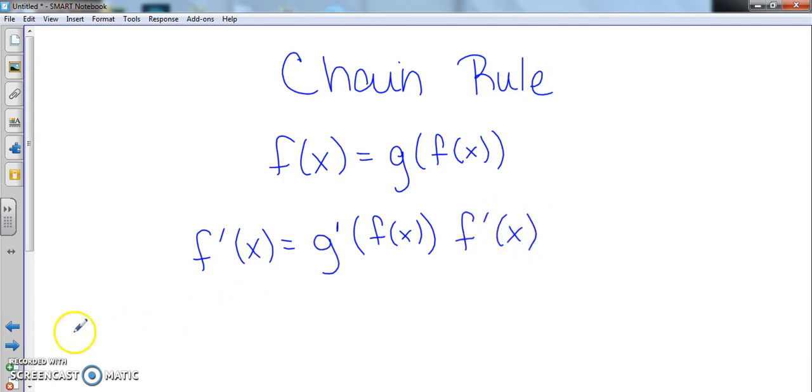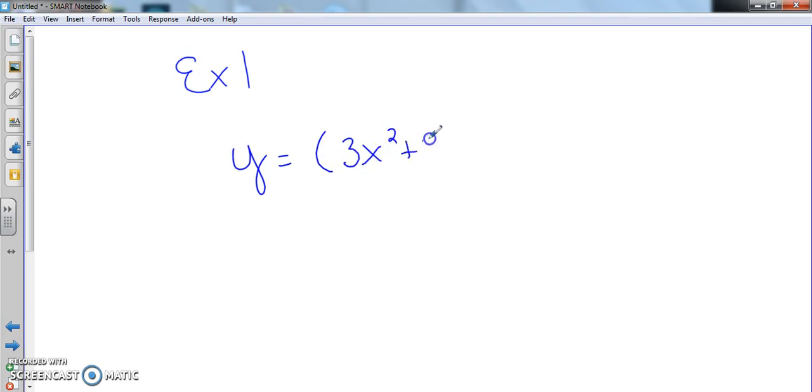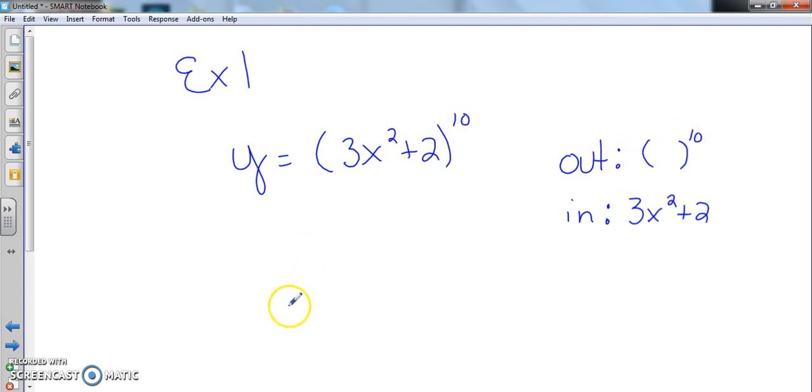But if you're like me, I need numbers. So let's do a problem. Here we go. Example 1. So let's take y equals 3x squared plus 2 to the 10th power. You could multiply this thing out 10 times if you're crazy. I'm not. So what we want to do is establish what is the outside function and what is the inside function. If you look, the inside function is inside of something. In this case, it is inside the parentheses. So this would be my inside function. My outside function is the thing with the exponent. So it will be something to the 10th power.